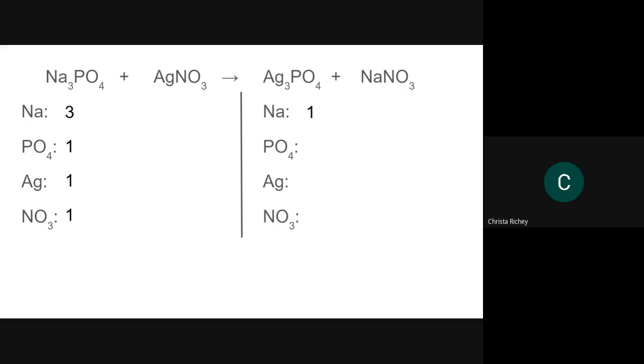On the right-hand side, you have 1 sodium. You've got how many phosphates? 1. How many silvers? 3. And how many nitrates? 1. Now you can start fixing it.